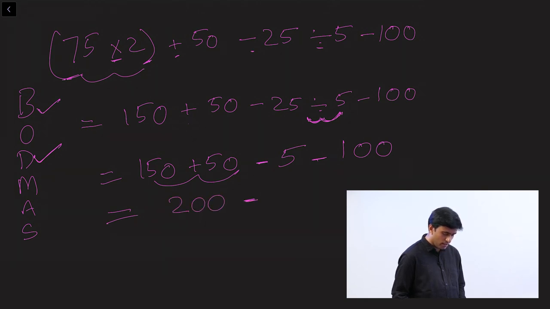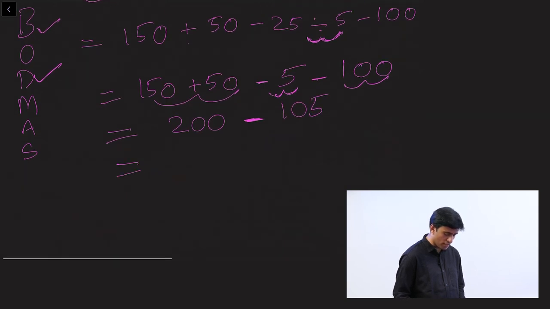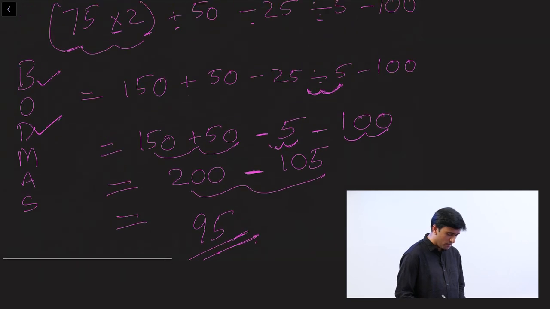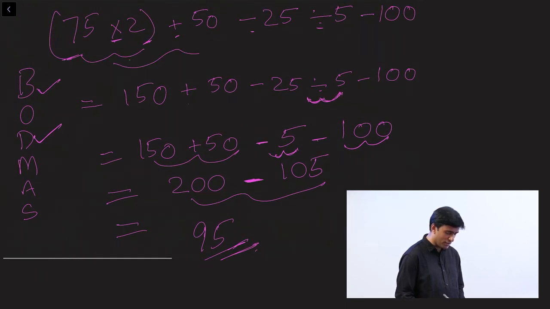When you have two minuses, you can just add the numbers and keep the operator as it is. Minus 5 minus 100 is minus 105. This is a simple subtraction. 200 minus 105 will give you 95. There you go. That's your answer. So remember, when you have a complex mathematical expression with all the operators, remember the word BODMAS.